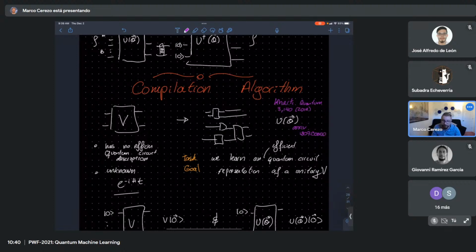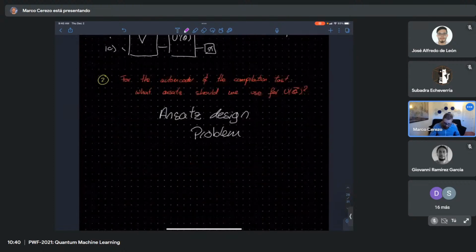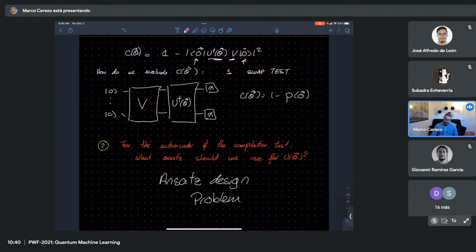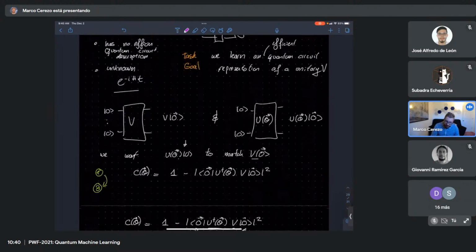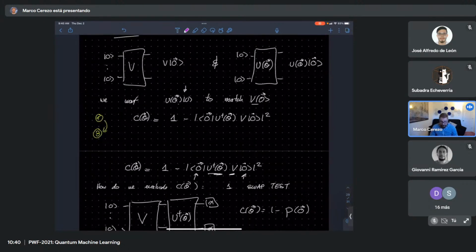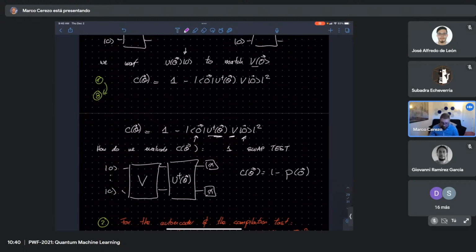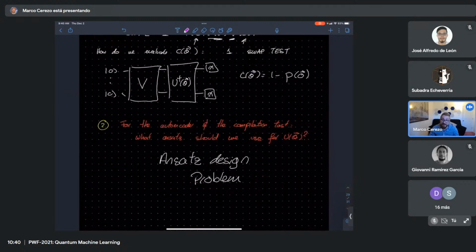All right. And then something that we said is, for the autoencoder and the compilation, we discussed cost functions. We discussed how to evaluate those cost functions using quantum circuits, but we really didn't say what was the structure of the parametrized quantum circuit. What was the ansatz that we're going to use for this U of theta?